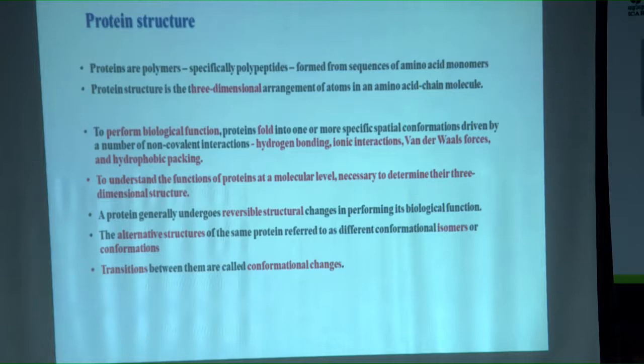And these structures sometimes are reversible, and in between a few structures are changing. These are known as isomers, or sometimes they are referred to as conformations, and the in-between structures are known as conformational changes. So you have A and B, and you may have an intermediate between A and B when the protein is gradually changing to the next structure. Those are the conformational changes.